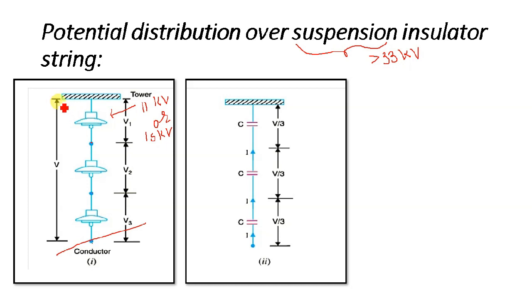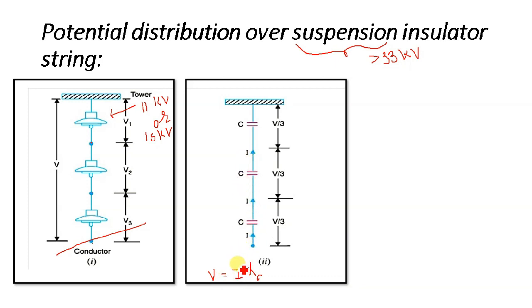We know that the total voltage is V, and each disc has the same characteristics. That is why the value of capacitance is also the same. Here you can see C and C are connected in series. Obviously these are connected in series, that is why the current through each capacitor is the same, that is I. If we write the equation using Ohm's law, V is equal to I multiplied by XC.